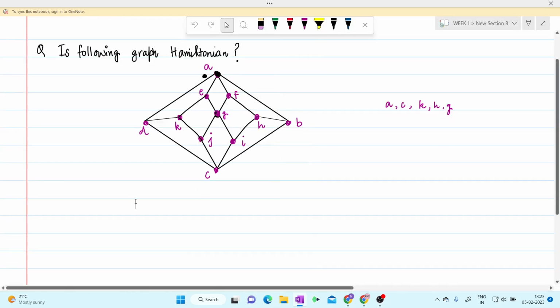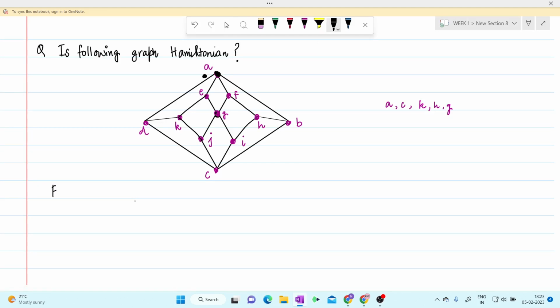Now, from the previous question, we know that in a Hamiltonian graph, if we remove k vertices, the number of connected components should not exceed k. Using that result, can you show that this graph is not Hamiltonian? I'm giving you a hint that this graph is not Hamiltonian, and it will use the previous question. Can you say why this graph is not Hamiltonian using the previous question?